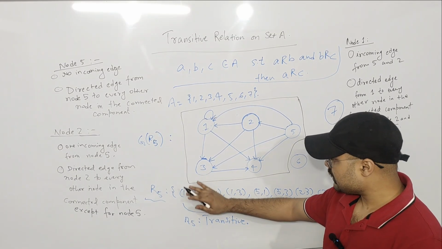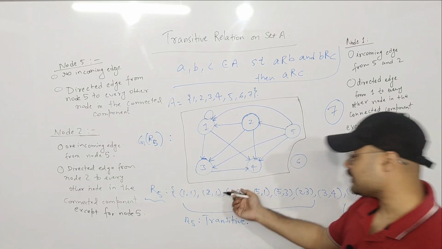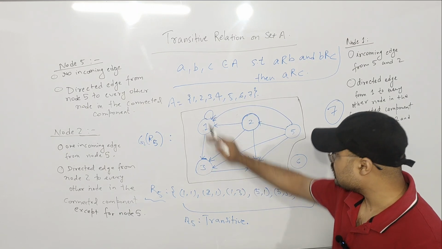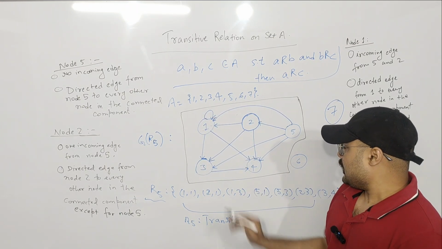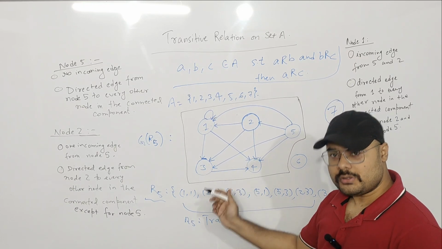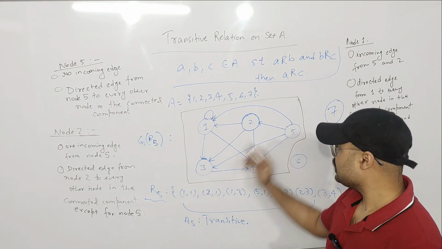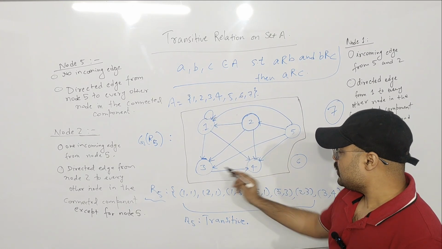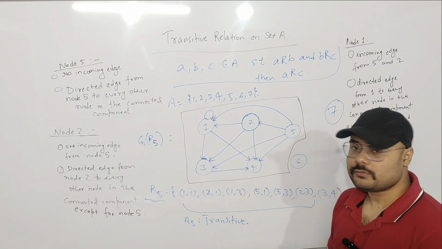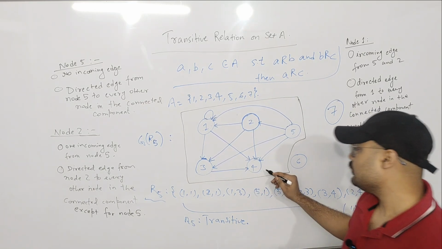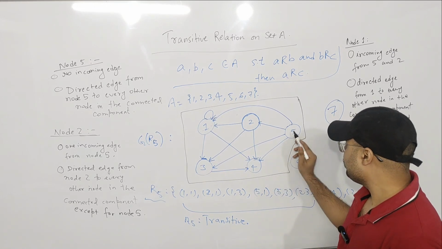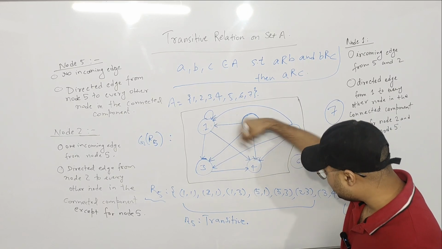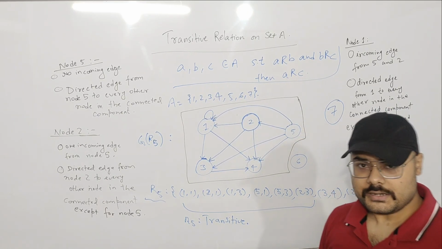Similarly, for node 3, I'm not going to write it. You can see the pattern. For node 3, there is an incoming edge from 5, from 2, and from 1. So there is going to be an outgoing edge from 3 to every node except the nodes from where the incoming edges are coming. So from 3 you will have an outgoing edge to 4. And for 4 there is no outgoing edge, because from every other node in the connected component there is a directed edge to 4, right?